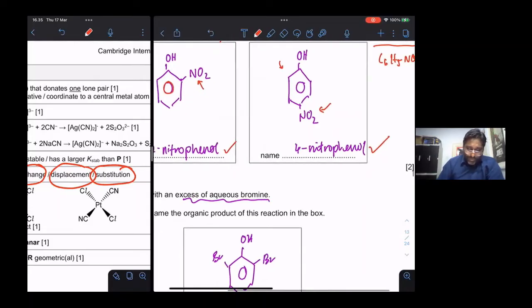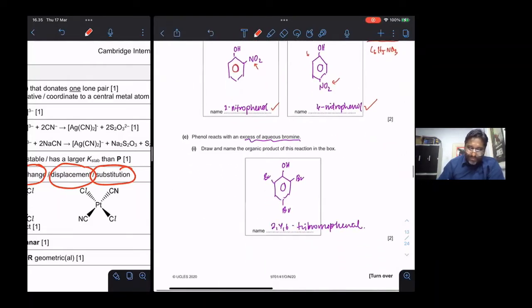Now next, you have phenol reacts with excess aqueous bromine. Normally when you react with bromine, you need a halogen carrier. In this case, if you react with phenol, no need for a halogen carrier. And if you have excess, all the positions will be substituted. What kind of position? Because OH is an electron donating group, they will substitute at positions 2, 4, 6. So the Br will go in.